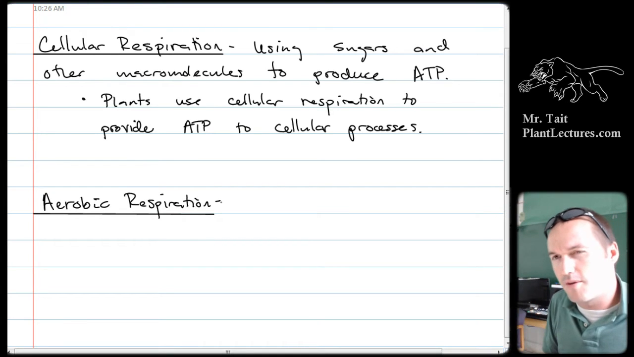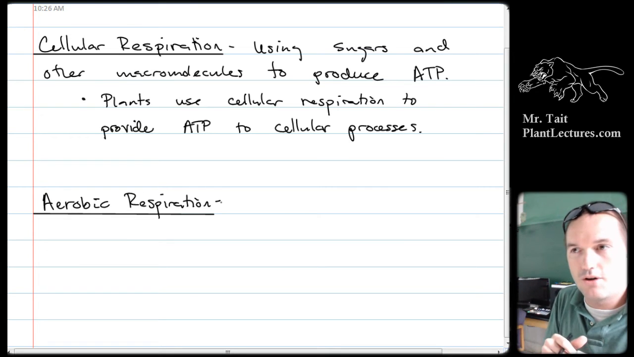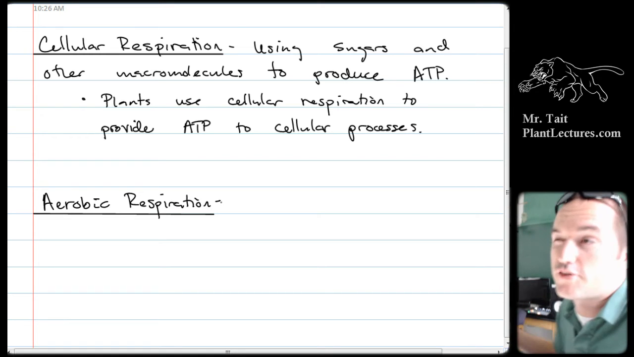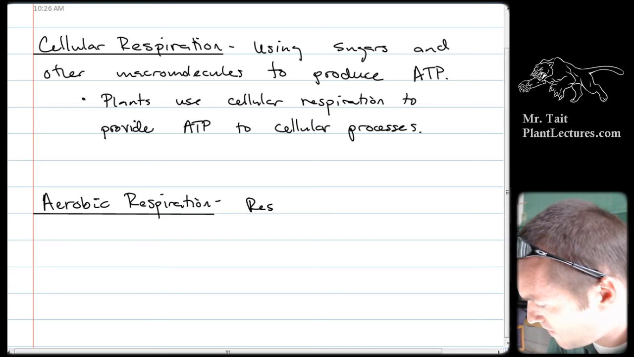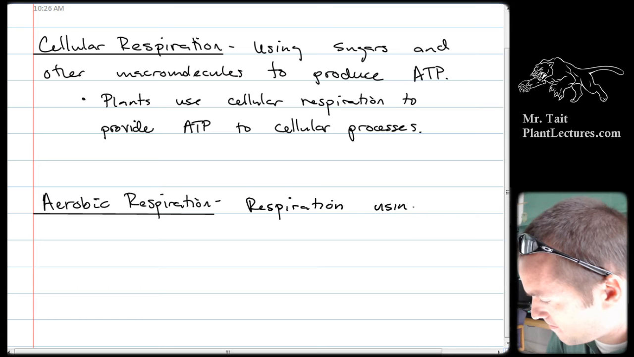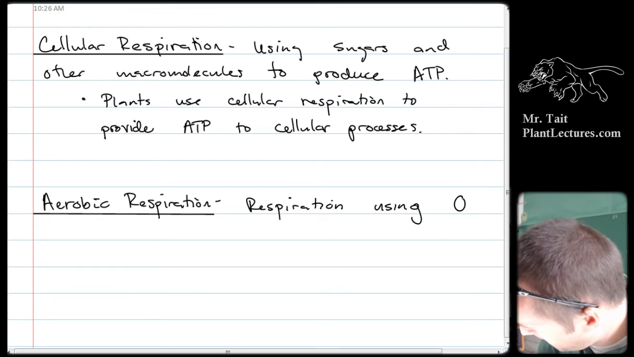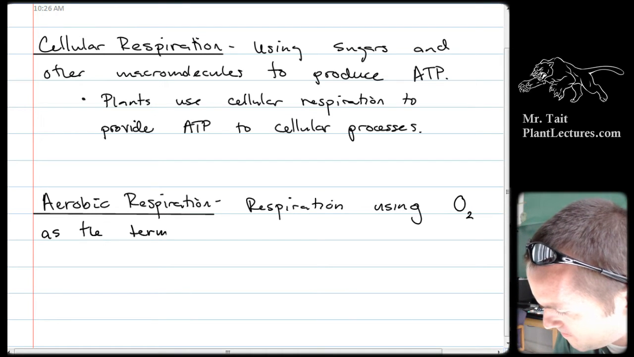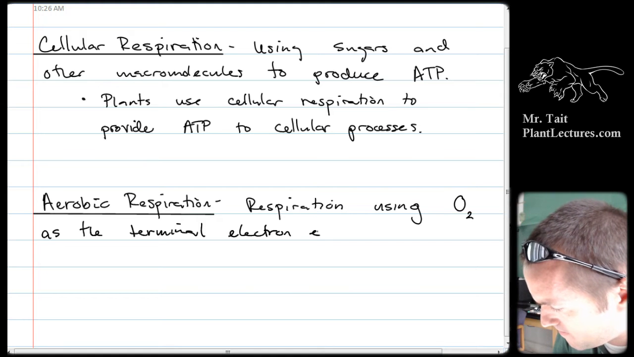The whole point of aerobic respiration is that you need oxygen to go through aerobic respiration. It's required, and the reason why it's required is because it's something called the terminal electron acceptor. So we'll say this is respiration using O2 as the terminal electron acceptor.